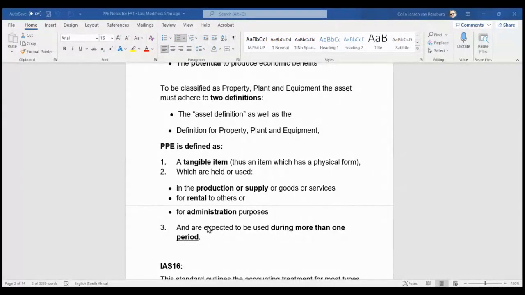Okay, then secondly, ladies and gentlemen, remember that it only needs to comply with one of these, not all three. Secondly, it could be used for rental to others. So if you can perhaps type one or two ideas for us there, what is typically an asset that is held for rental to others? Mercedes, that is where your suggestion comes in.